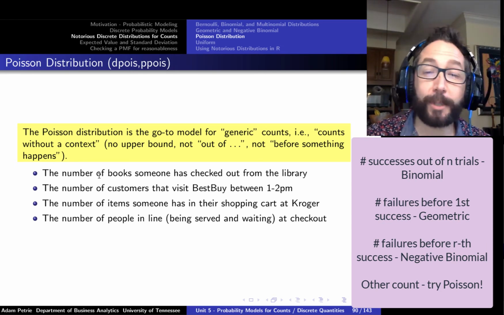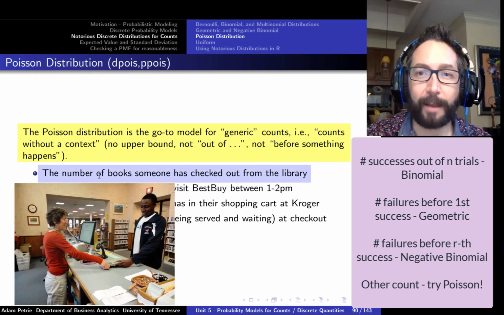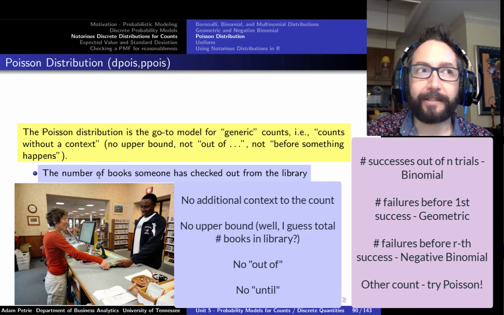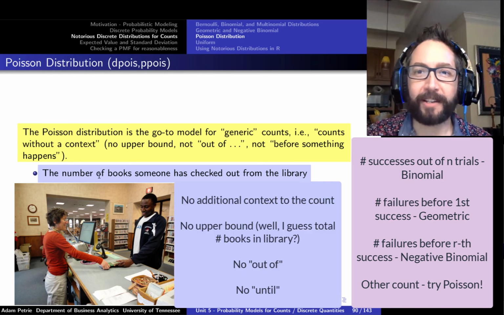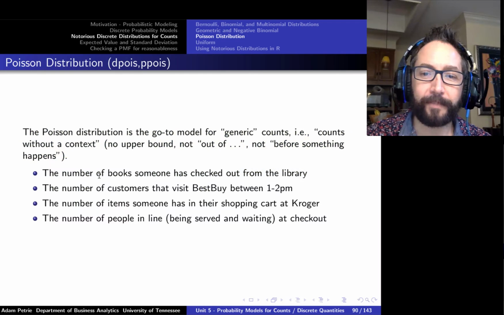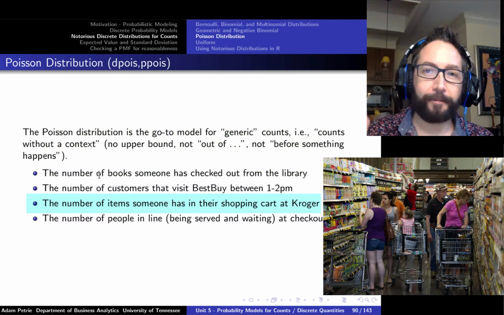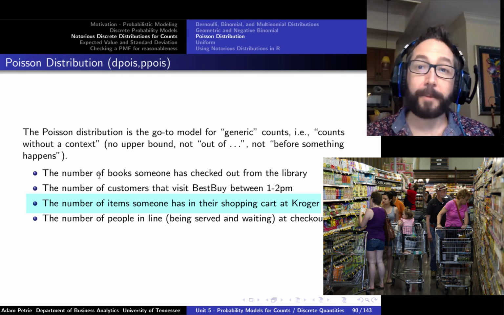So if we want to come up with a probability model for, let's say, the number of books that someone has checked out of a library, well, that's not really out of a certain number. It's not counting up the number of failures to a success. This is just a generic count, a count without a context. The Poisson distribution might actually help us out. Or if we freeze time, we go look at people's shopping carts around Kroger, what's a probability distribution for the number of items they have in their cart?